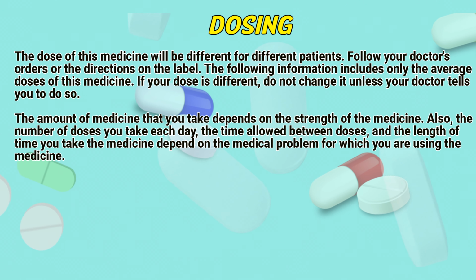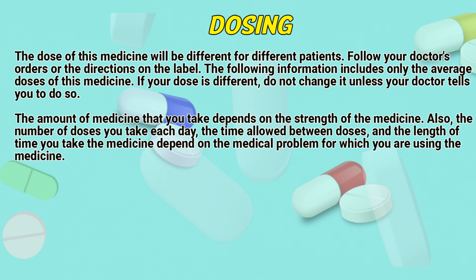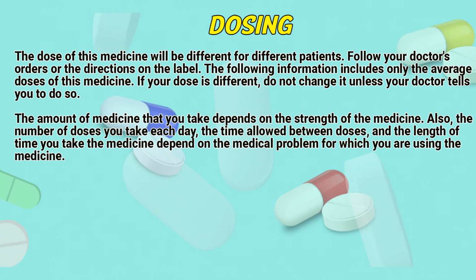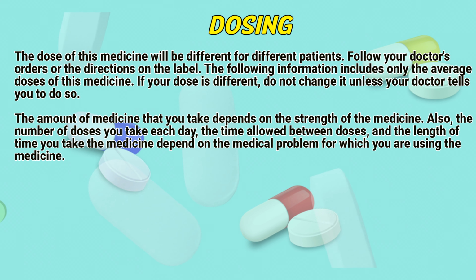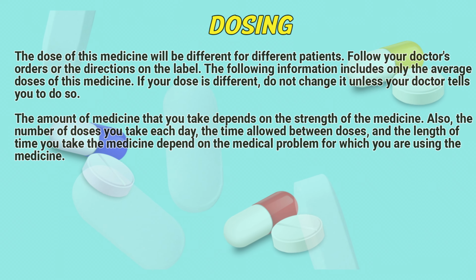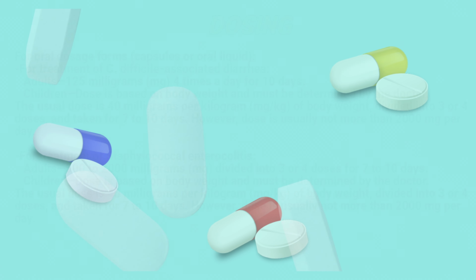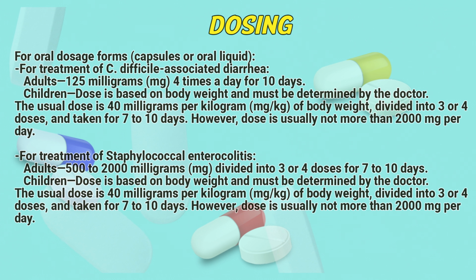The amount of medicine that you take depends on the strength of the medicine. Also, the number of doses you take each day, the time allowed between doses, and the length of time you take the medicine depend on the medical problem for which you are using the medicine. For oral dosage forms, capsules or oral liquid.